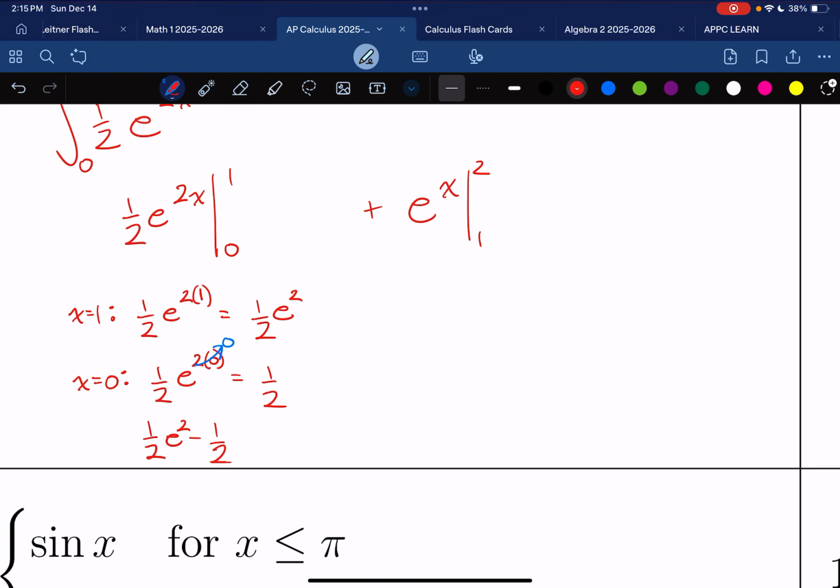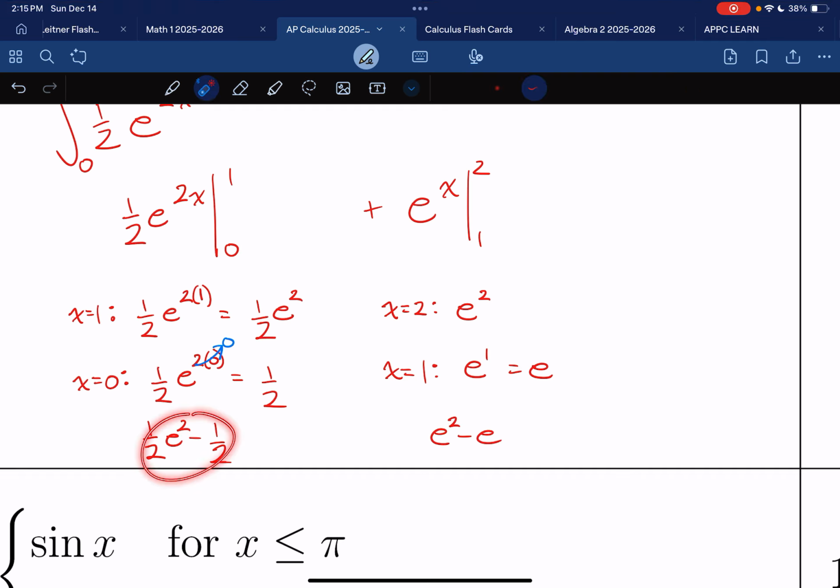Okay, and what about the evaluation bar for this right piece? Well, when x is equal to 2, I get e to the power of 2. Done. Okay, when x is equal to 1, I'm left with e to the power of 1, which is just e. So when I subtract those two, I get e to the power of 2 minus e. Okay, so these two pieces are added together.